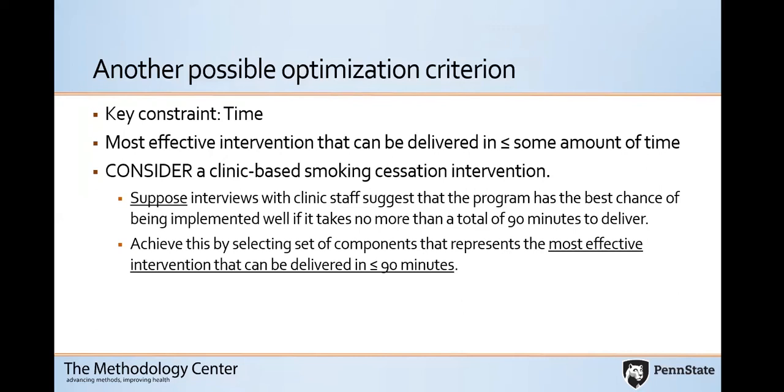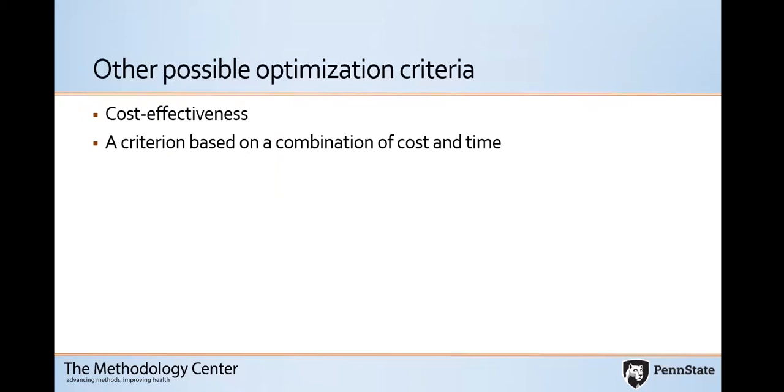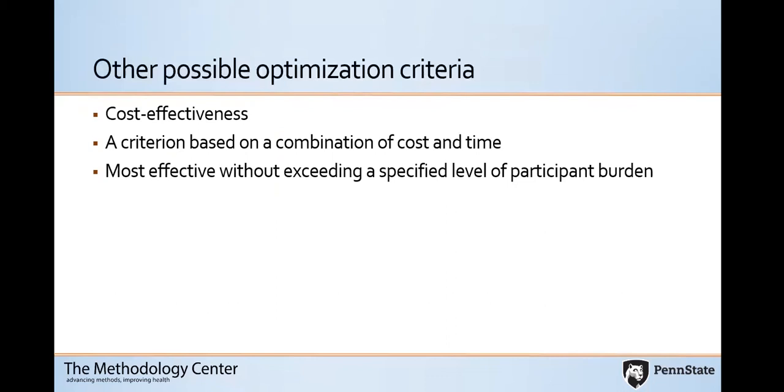There's lots of other possibilities for optimization criteria. Cost effectiveness. You could use a criterion based on a combination of cost and time. If you could operationalize participant burden, you could use that as a constraint and develop the most effective intervention without exceeding a specified level of participant burden. That can be tricky because participant burden can be hard to operationalize, but if you can do it, then that might make a great optimization criterion. Or you can use any other relevant criterion. There are lots and lots of possibilities. And if you're thinking of one, it probably would make a great optimization criterion.